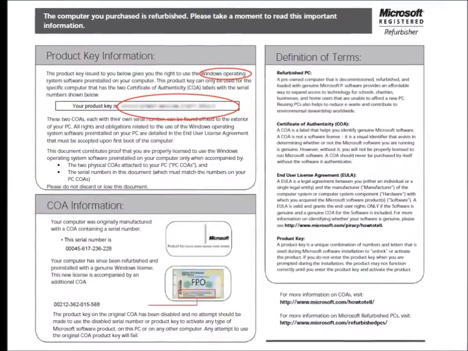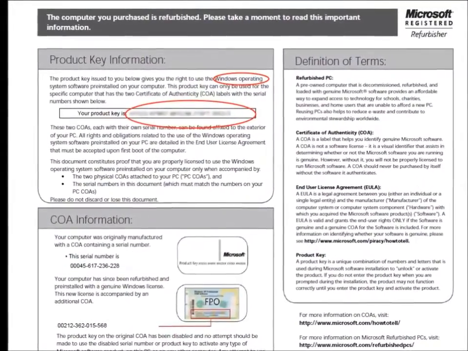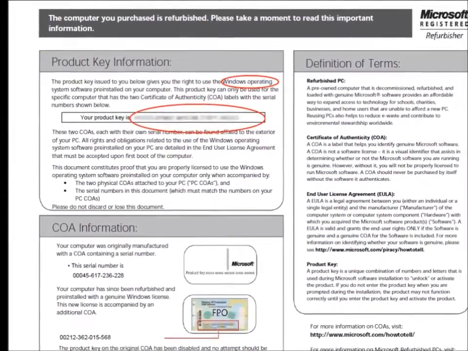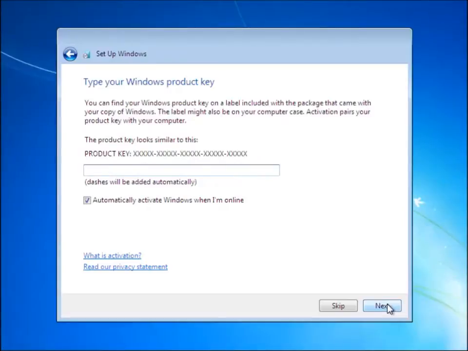Now here's where you put your product key in. When you got your computer, it came with two identical looking sheets of paper, but as you can see, I circled up on the top here where it says Windows Operating System. Look for that piece of paper and then type the entire product key in just like that. Once that's done, we're going to click Next.